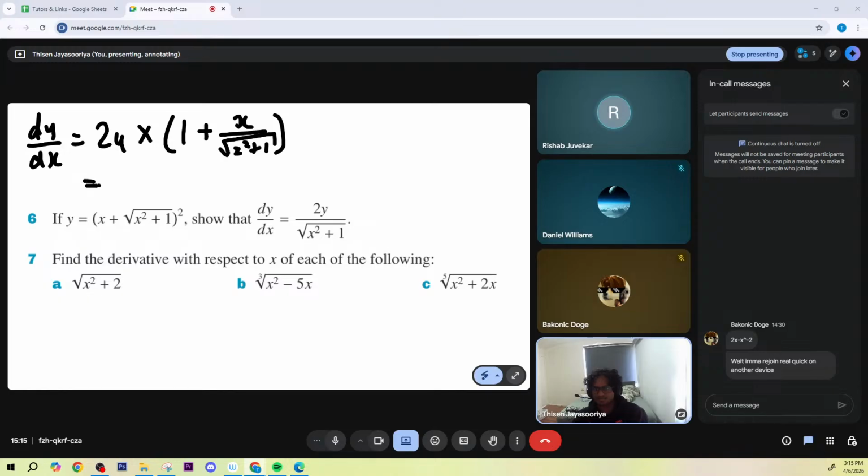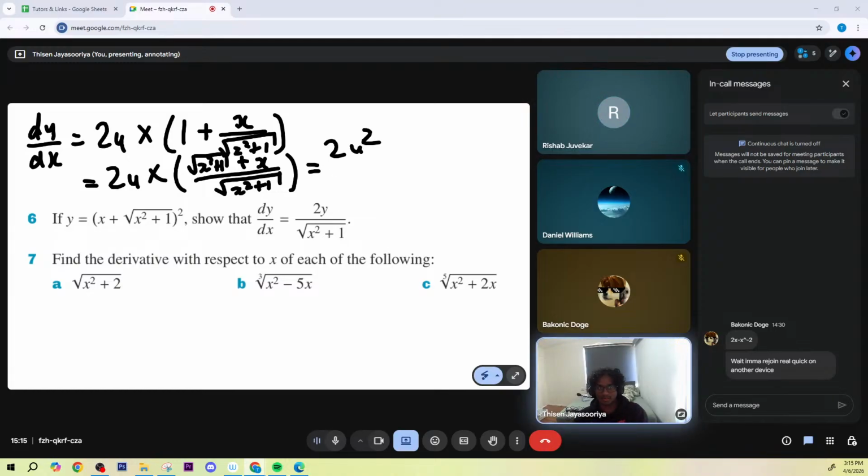So then we get here 2u times, brackets, the square root of x squared plus 1 plus x, over the square root of x squared plus 1. And if we remember, this square root of x squared plus 1 plus x is actually the same thing as u. So that means we get 2u squared over the square root of x squared plus 1. But we also remember that u squared is equal to y. So we get 2y over the square root of x squared plus 1. Does that make sense?